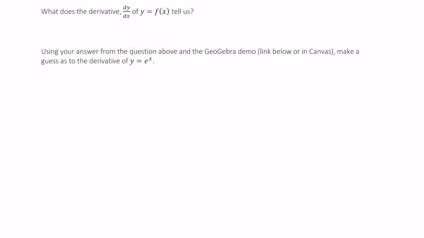So if you recall, the derivative of a function, dy dx, of a function y equals f of x, tells us the instantaneous rate of change at any point x. We can also say it tells us the slope of a tangent line at any point x.